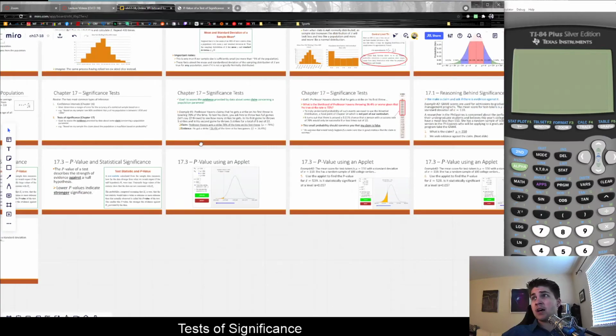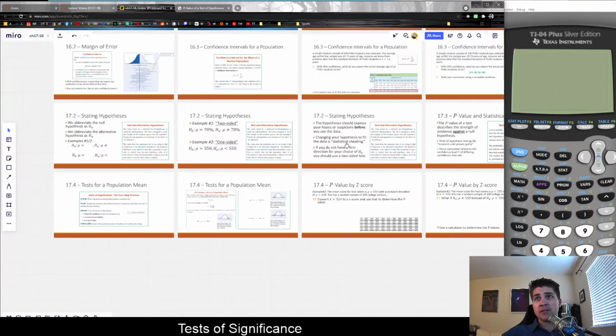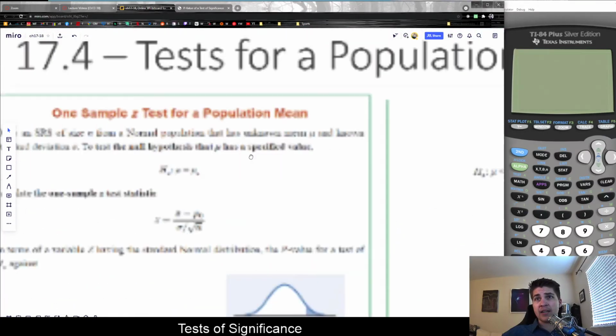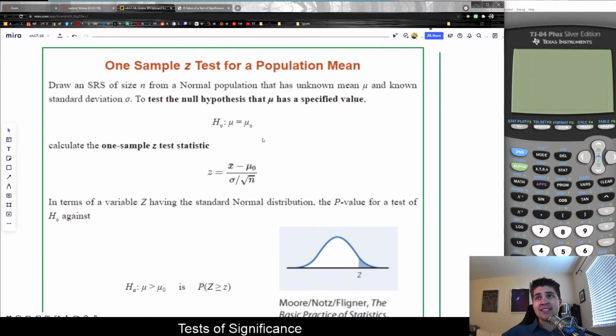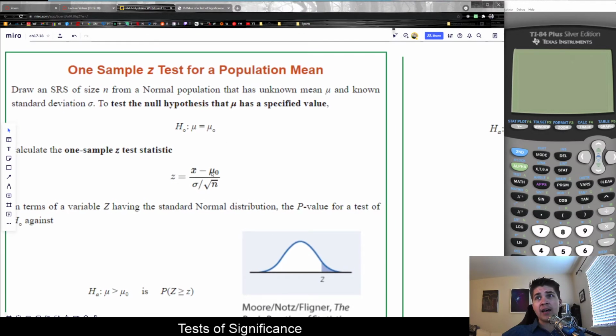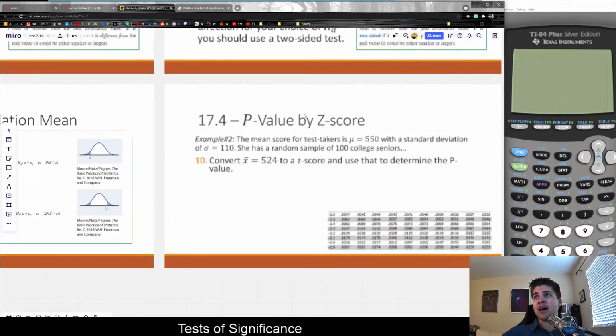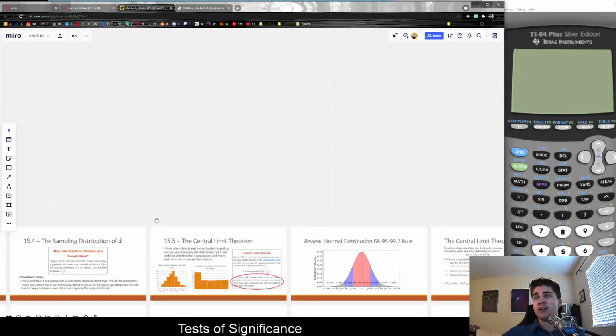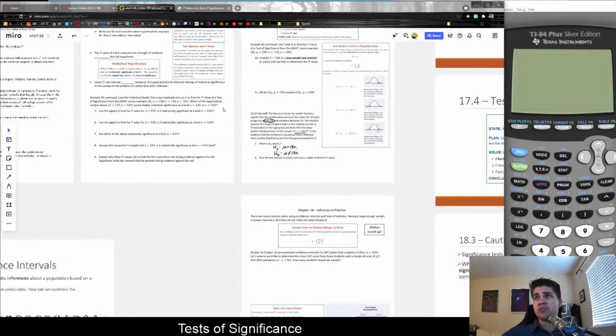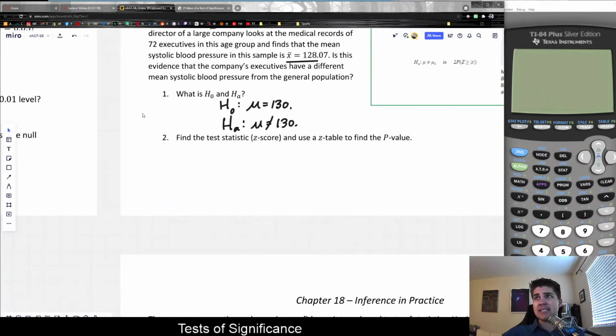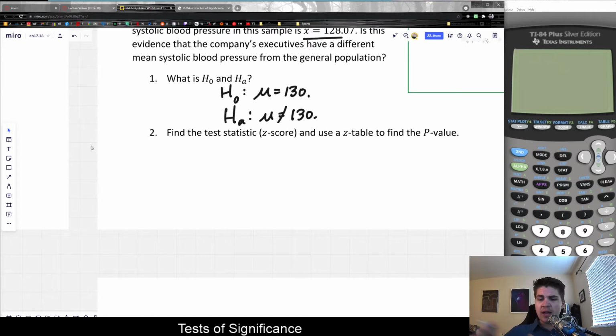To revisit that formula, let me find it in the slides. It is right here. It says that our test statistic value is z equals x bar minus mu naught, divided by sigma divided by the square root of n. So let's go ahead and copy that down in our notes for the example as we try to find the test statistic and use a z-table. So notice it says z-score.